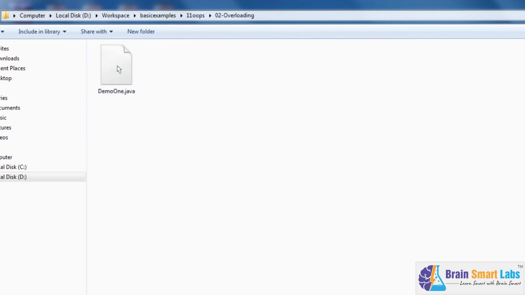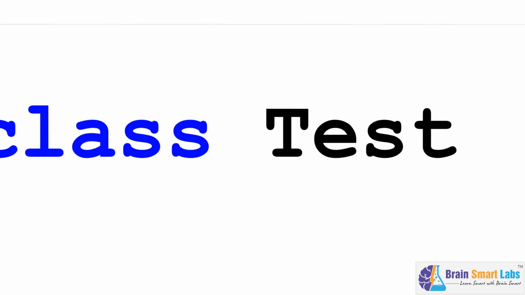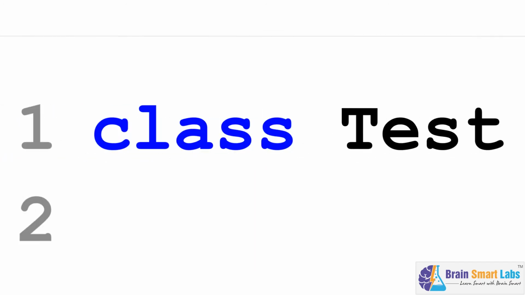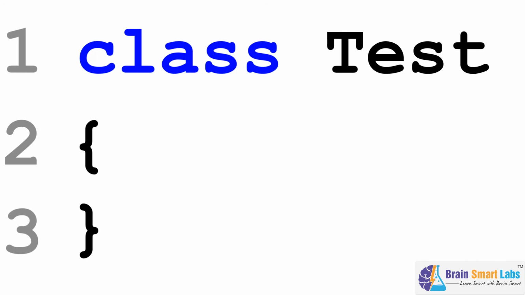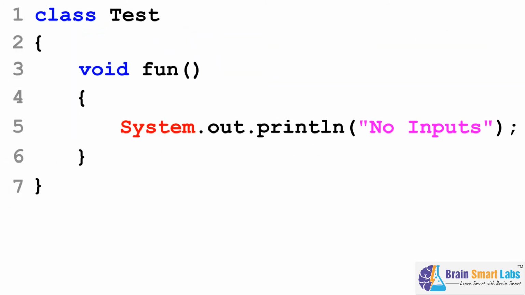Inside the file demo1.java, for a change, let us create a new class template by name test. Yes, it is class test. Now inside this class test, we declare a method by name fun, whose return type is void, and this fun method here has no input parameters defined.